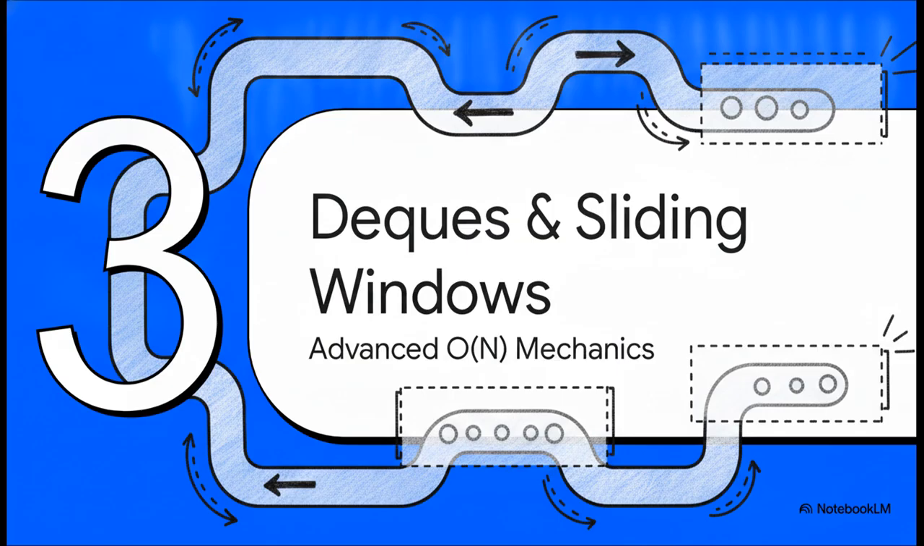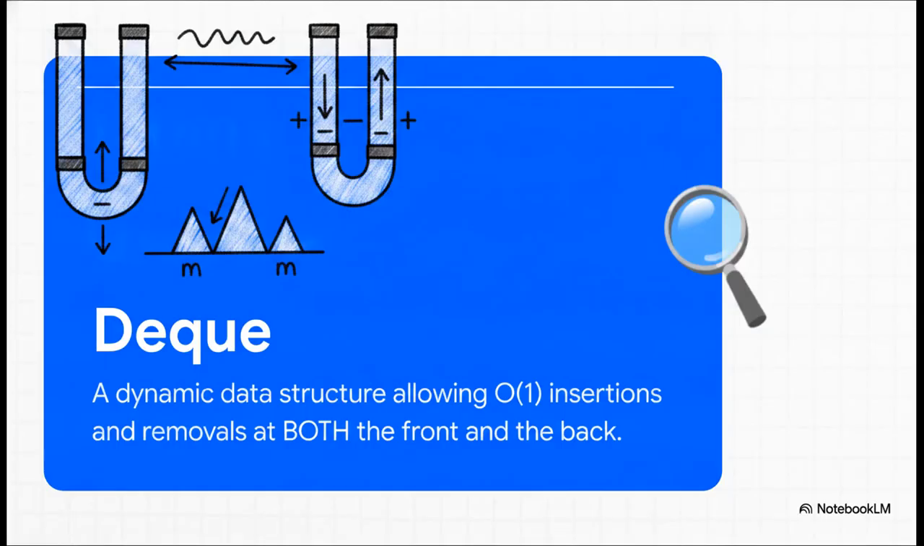Moving on to Section 3, Deques and sliding windows. Okay, we are ready to escalate to some advanced mechanics. Standard queues only let you add to the back and remove from the front, while a Deque, or double-ended queue, completely shatters that limitation by allowing O(1) constant time insertions and removals at both ends.